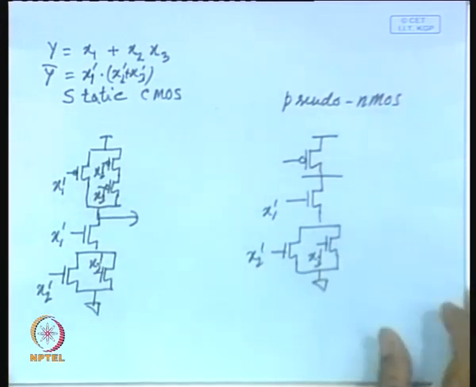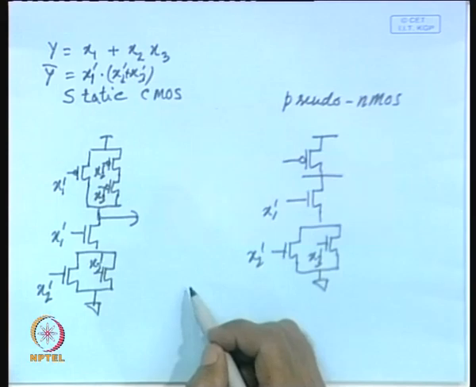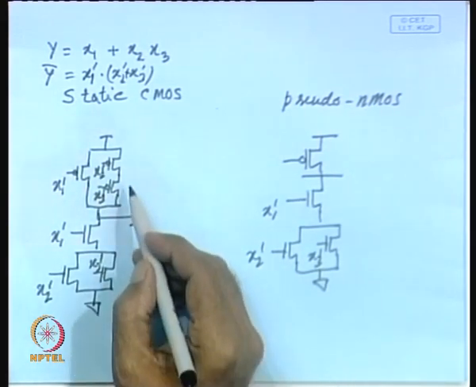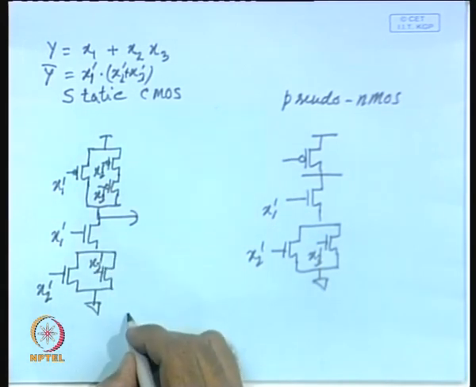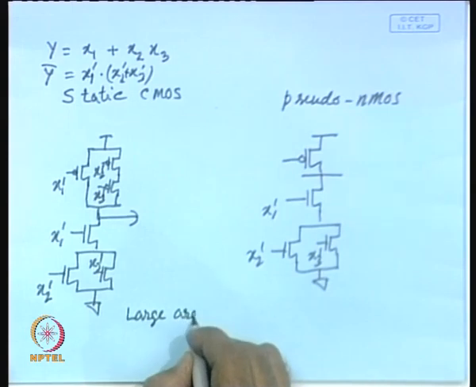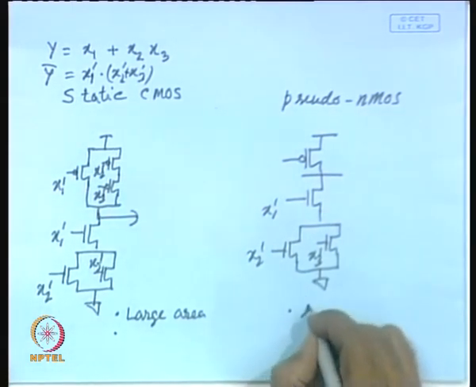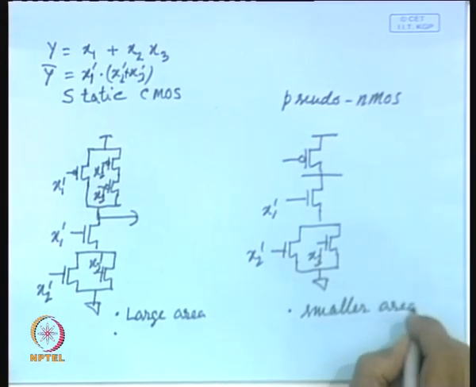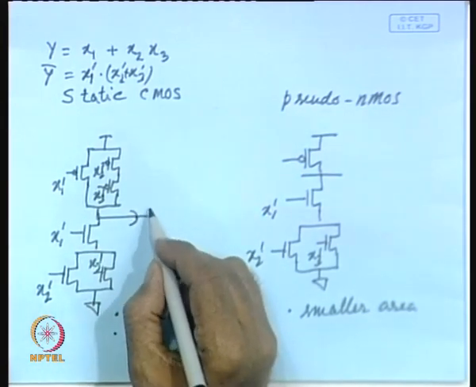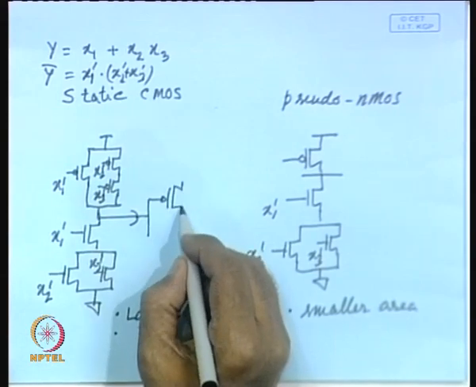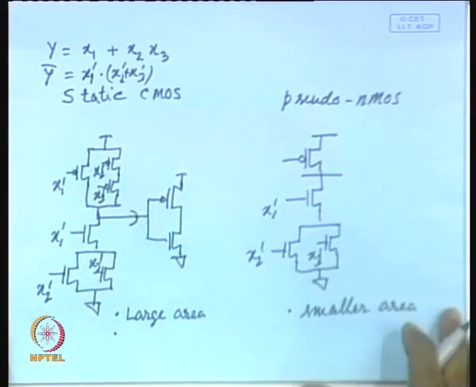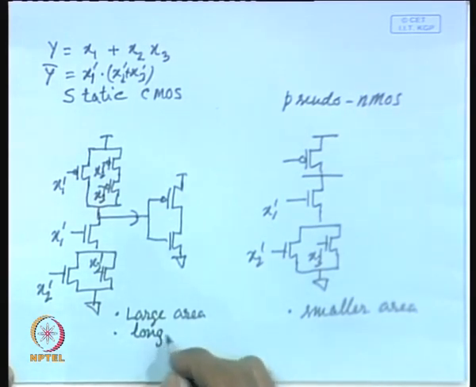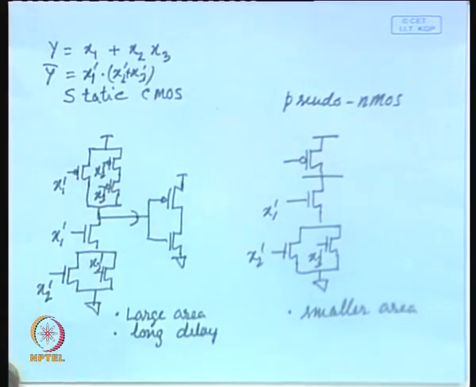So, let us compare the advantages and disadvantages, which we have discussed in detail in the last two lectures. In static CMOS circuits, as you can see, the same functionality is implemented twice in the PMOS network and the NMOS network. So, it requires large area. And here you have smaller area. Because of large area, and because the next stage will drive both a PMOS transistor and an NMOS transistor, the capacitance is large. So, the delay is long, primarily because of larger area, and you have to drive two transistors simultaneously.